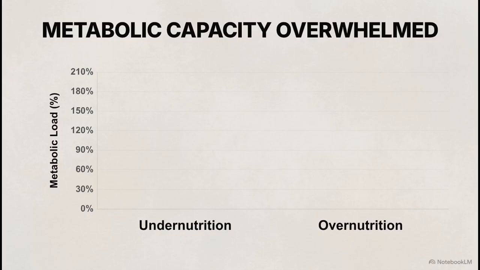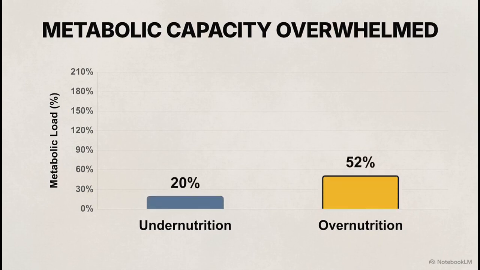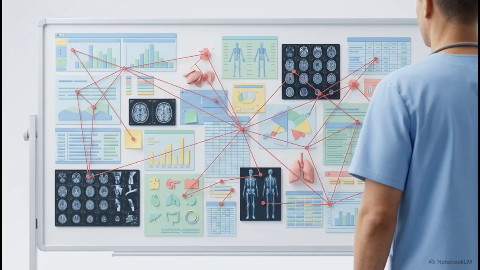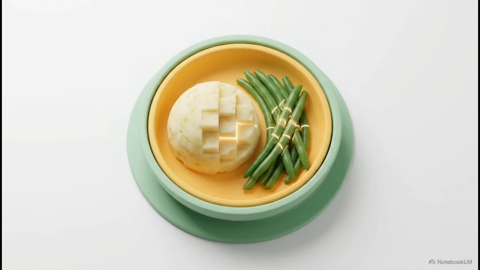Clinically, this encompasses both undernutrition, a severe deficit of materials, and overnutrition, where an excessive supply overwhelms the body's metabolic capacity. Treating a malnourished patient requires diagnosing a complex systemic failure. It is rarely a matter of simply adjusting the volume of food on their plate.